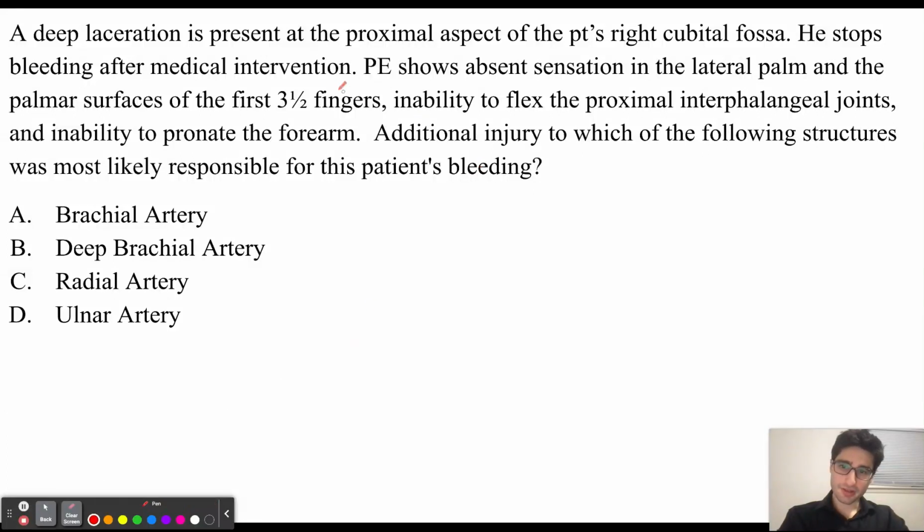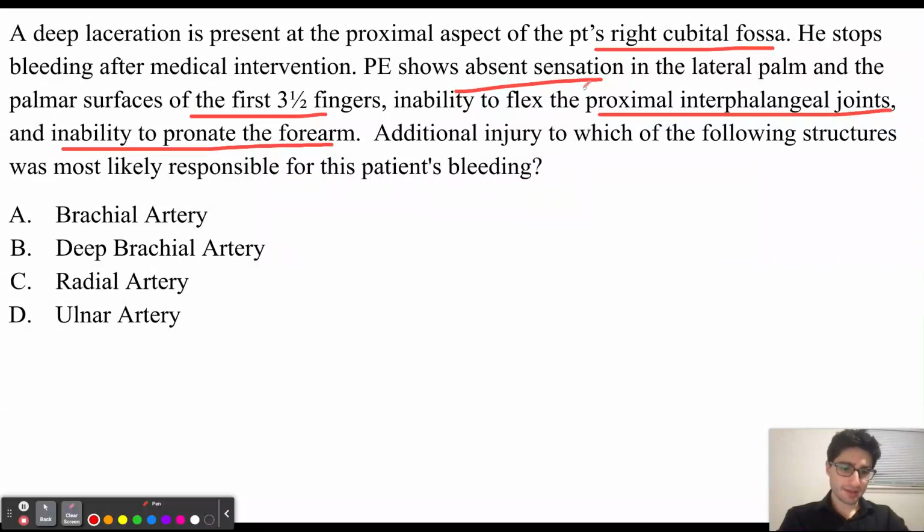A deep laceration is present at the proximal aspect of the patient's right cubital fossa. He stops bleeding after medical intervention. Physical exam shows absent sensation in the lateral palm and the palmar surfaces of the first 3.5 fingers. Inability to flex the proximal interphalangeal joints, and inability to pronate the forearm. Additional injury to which of the following structures was most likely responsible for this patient's bleeding?